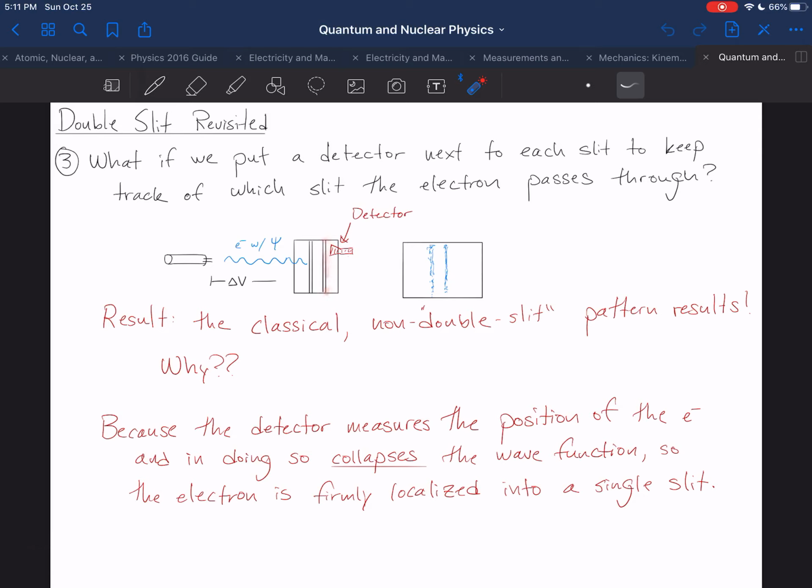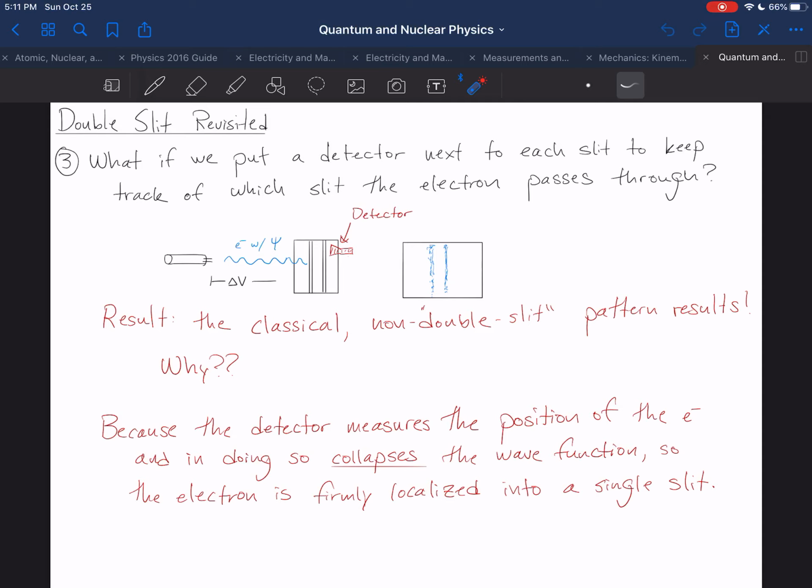But you ask that question, and so what happens if you put a detector next to one of the slits? That detector has a little potential difference and a little current, and that current is triggered if the electron goes through the right-hand slit, but not the left in this particular experiment. And so we can keep track of which slit the electron actually passes through. Well, if you do this experiment, one electron at a time, you end up with a classical pattern on the back wall. But now we have a full explanation for this.